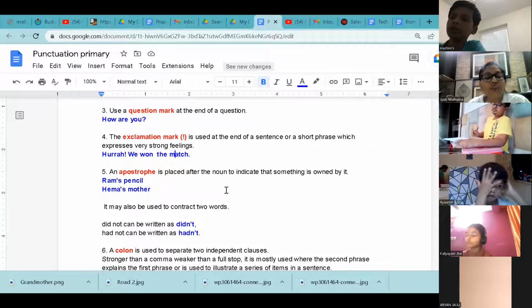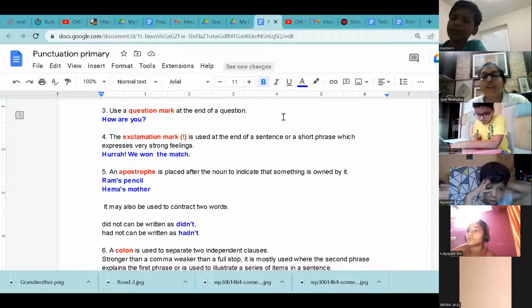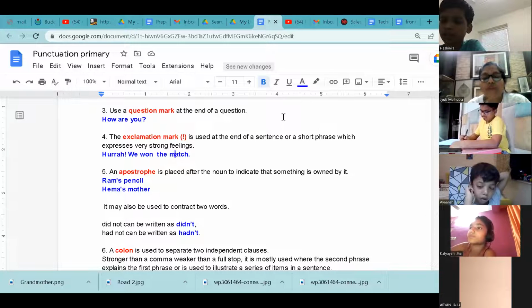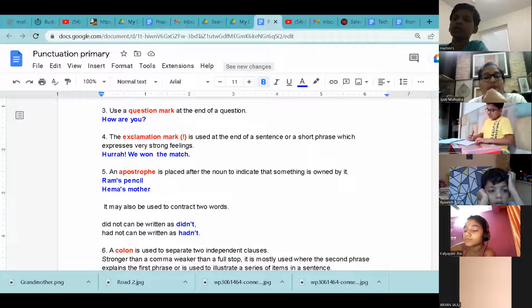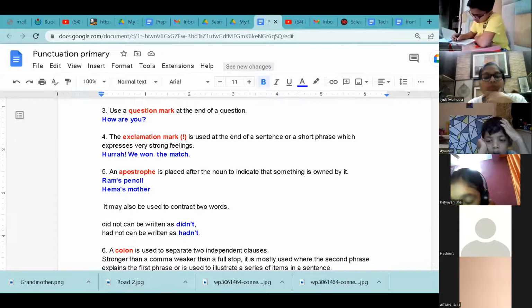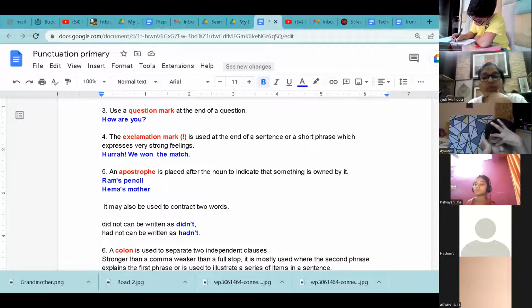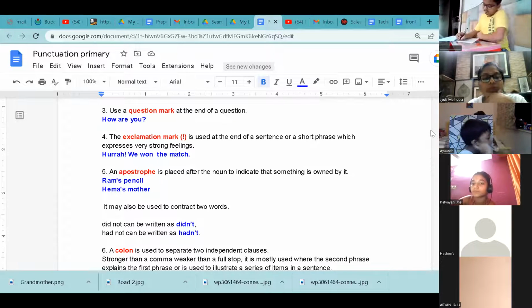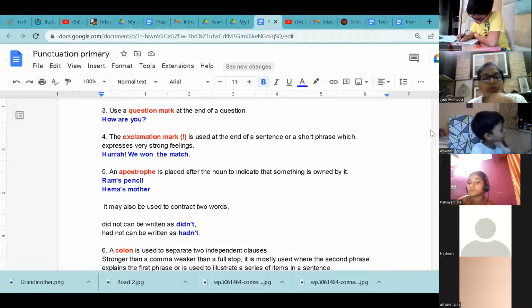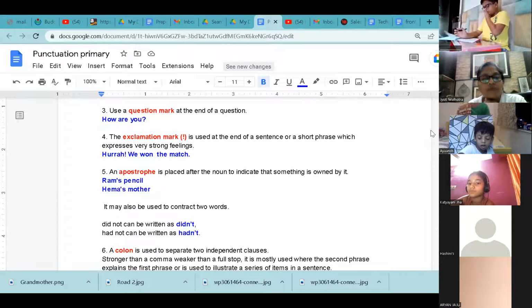Aryan, would you like to read apostrophe? Please read. Apostrophe. An apostrophe is placed after the noun to indicate that something is owned by it, like Ram's pencil, Hema's mother. It may also be used to contract two words. Did not can be written as didn't. Had not can be written as hadn't.